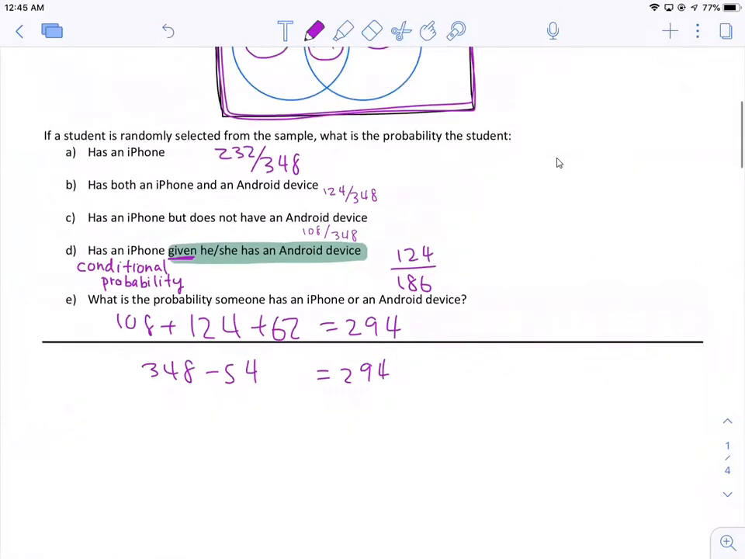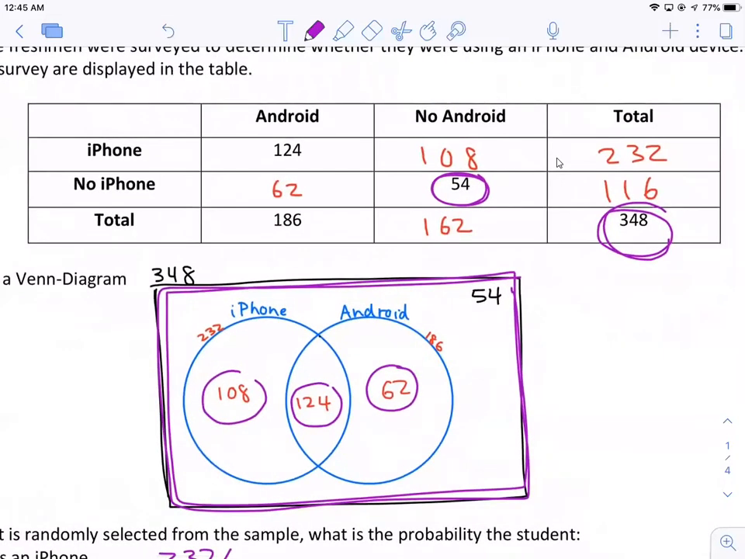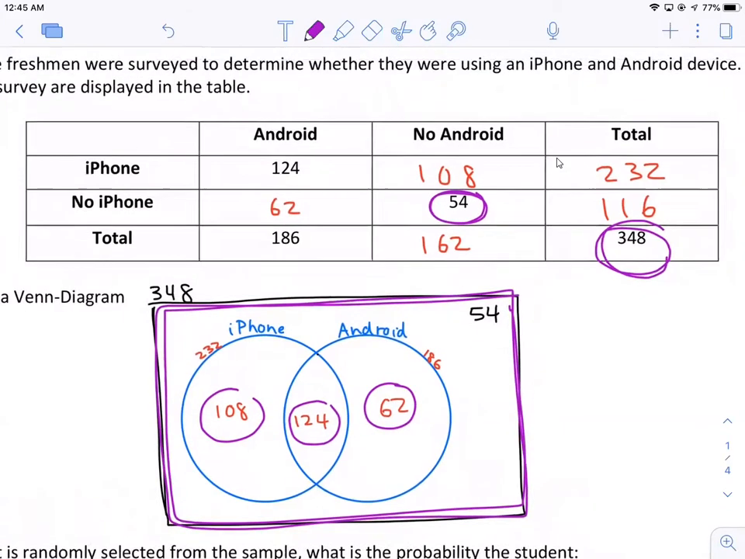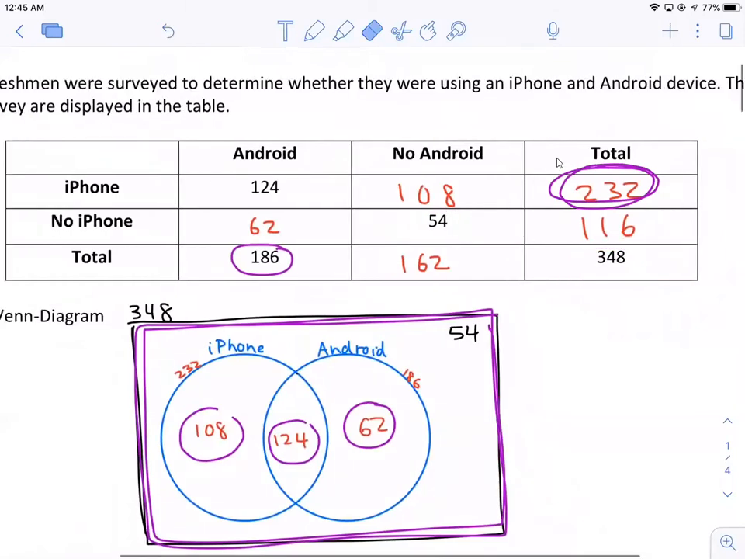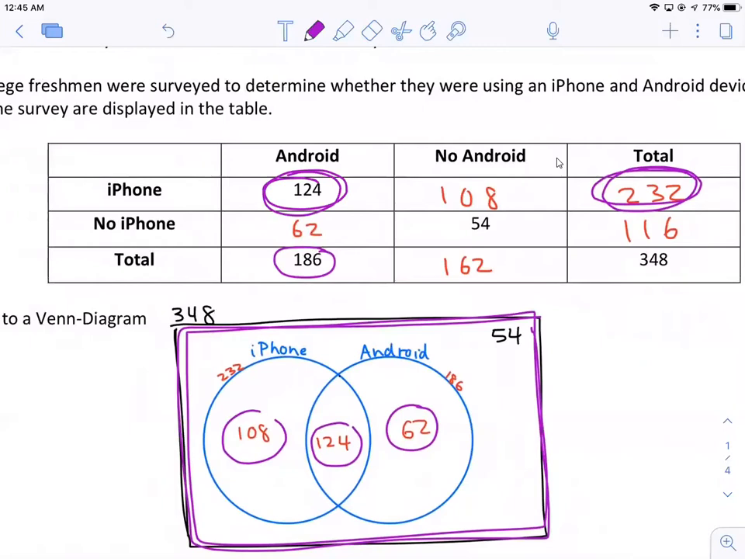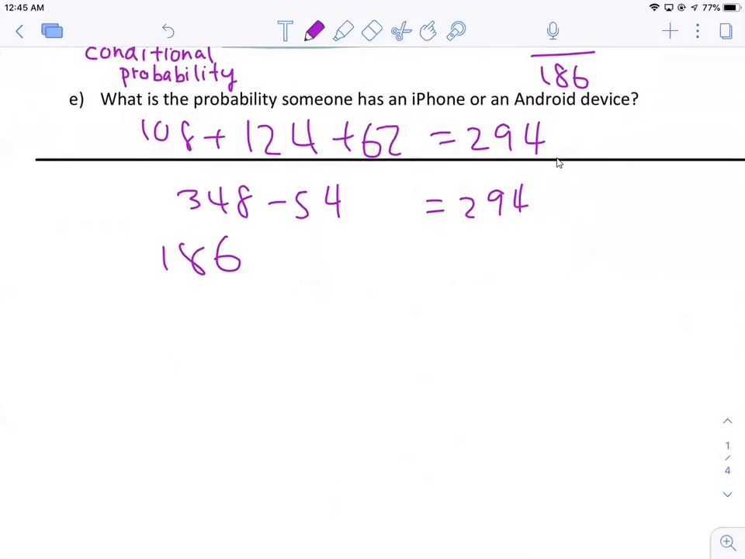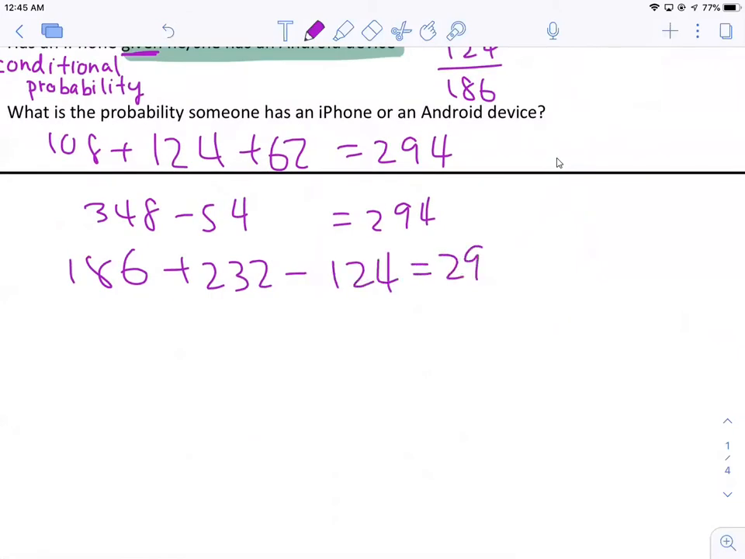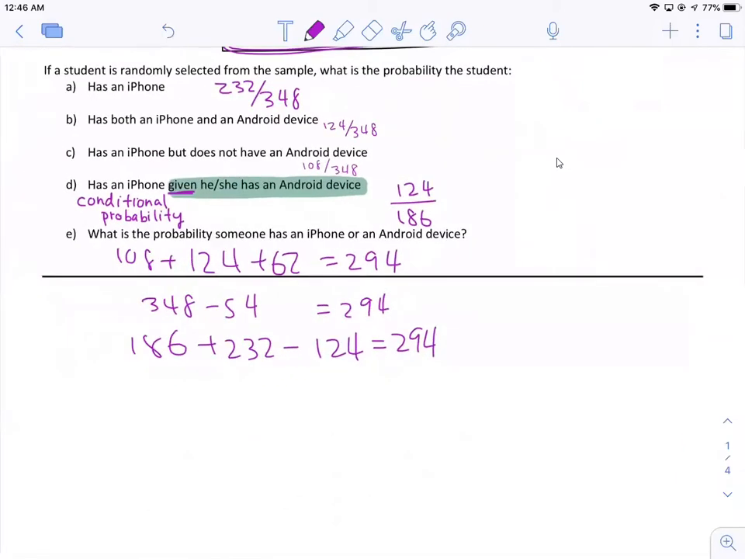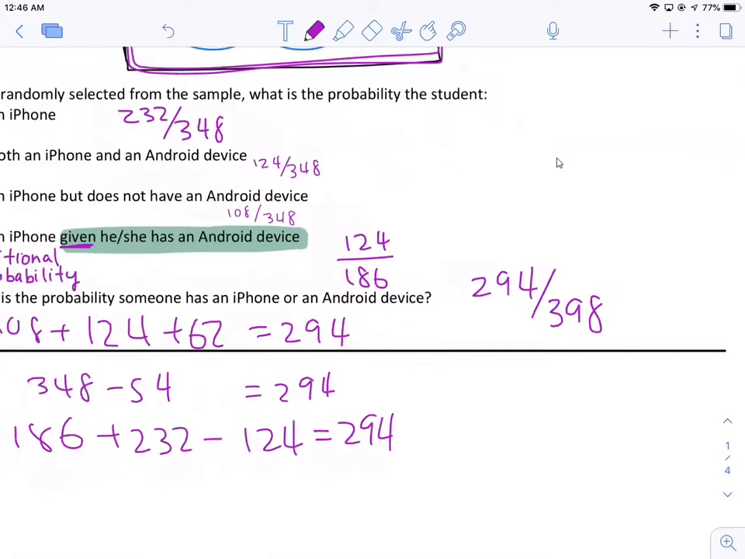Or we can also do one more way, looking at the table. It's actually easier in the Venn diagram to calculate this. But looking at the table, we could do how many people have Android and iPhones. So 186 people have Androids, 232 people have iPhones. But we need to subtract the overlap. 124 people have both, so we need to subtract that 124. So the third way we can do this is 186 plus 232 minus the overlap, 124, and that should also give us 294. So anyway, the probability someone has an iPhone or an Android device is 294 over 398. All right?